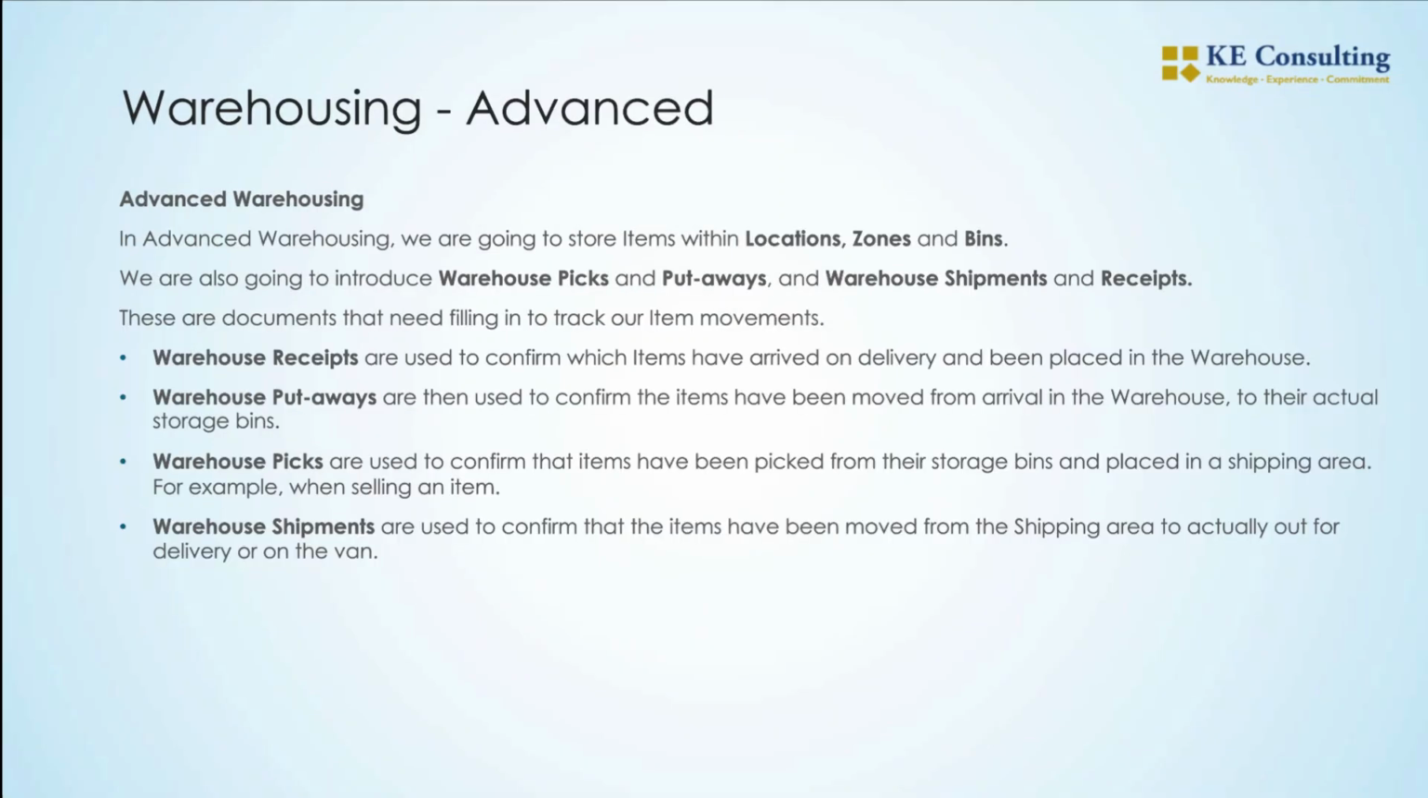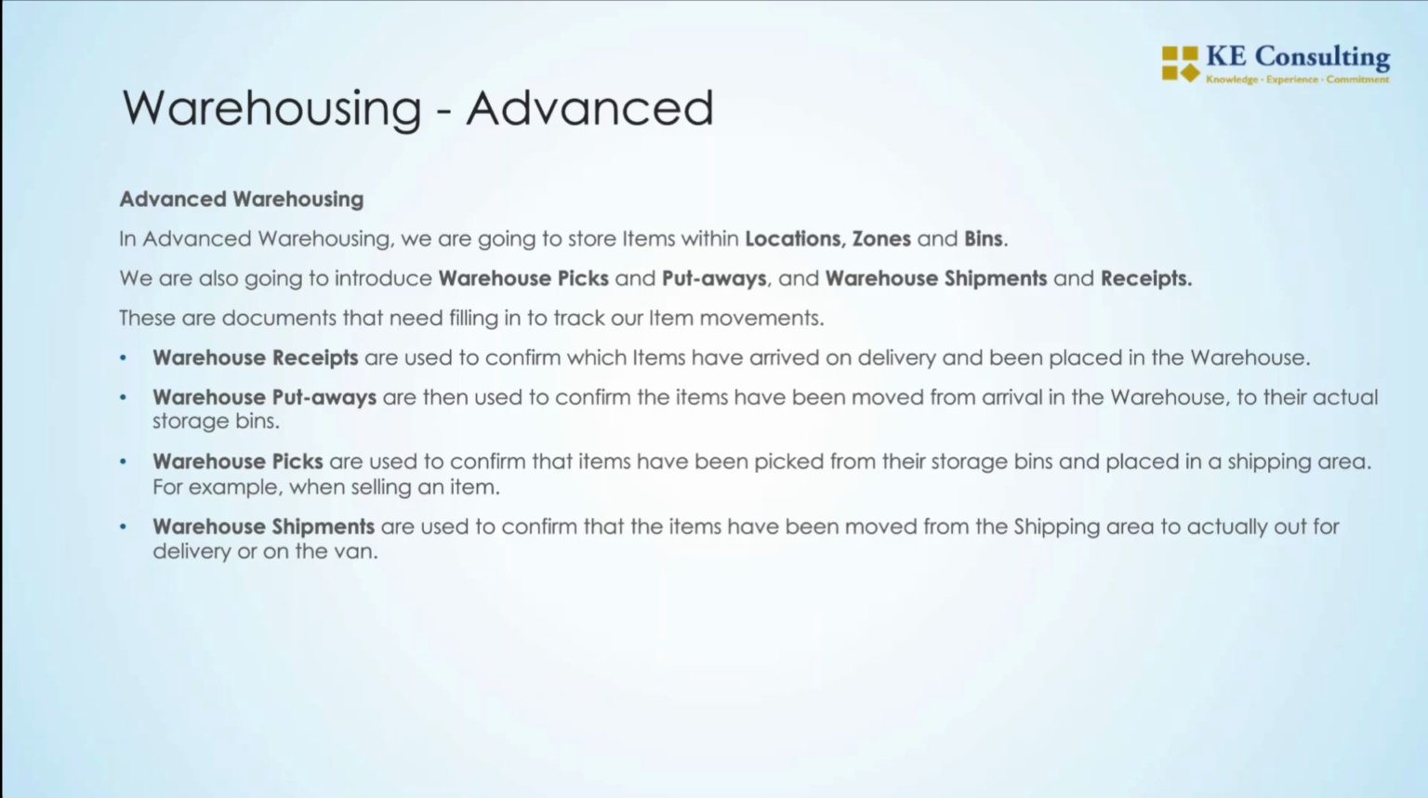Finally, we're moving on to our advanced warehousing setup. So now we have locations, bins, and zones, and also this is where we're going to add an extra layer of tracking when shipping and receiving items. And we're now going to do this by using warehouse picks and putaways, as well as warehouse shipments and receipts. So we now have two levels of tracking for extra confirmation of item movements.